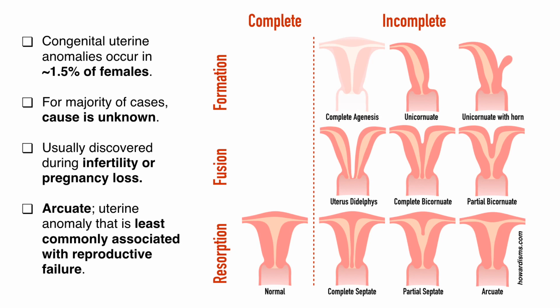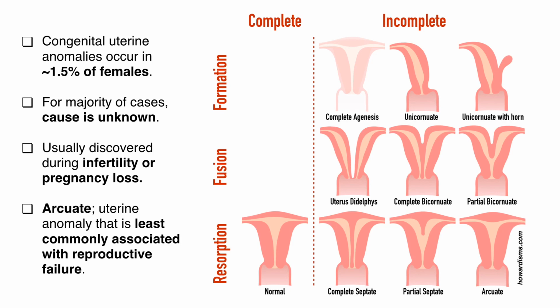So this image shows the different types of uterus you can get when things go wrong in formation, fusion, or resorption. Congenital uterine anomalies can occur in 1.5% of females. For the majority of cases, the cause is actually unknown. It's usually discovered during infertility or pregnancy loss. So you're going to have a patient that continuously has miscarriages and you don't know why, you want to see what the uterus looks like.